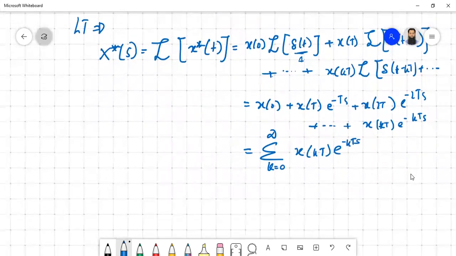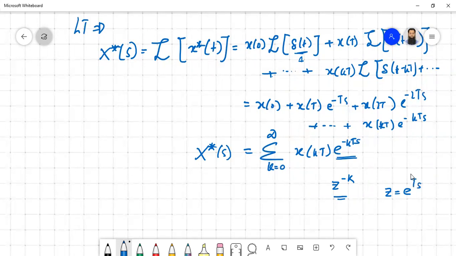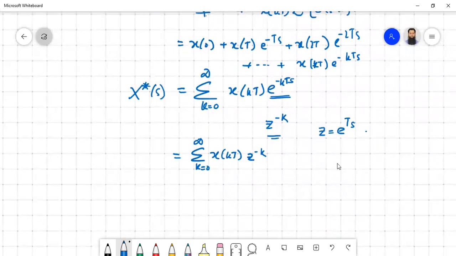Now, if you observe very carefully, based on this we can actually find our Z transformation. You know that for the Z transformation, we have to have z to the power minus k. So comparing these two, if we assume that z equals e to the power Ts, then this equation becomes the summation from k equal to 0 to infinity of x(kT) z to the power minus k. If you take the ln, then s is basically 1 by T ln z.